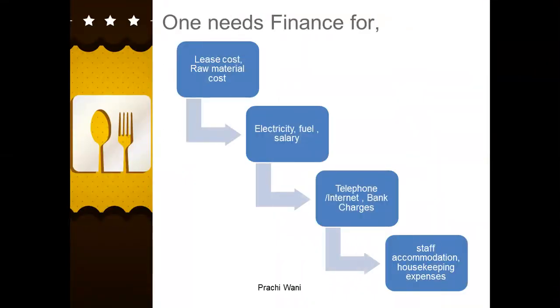Now, we need finance for various things. The first one is lease cost. The second is raw material cost. In our business, we are talking about food and beverage cost, electricity, fuel, salary for our employees, telephone, internet, bank charges, because today we are talking about technology in a big way, staff accommodation, housekeeping expenses, and others.